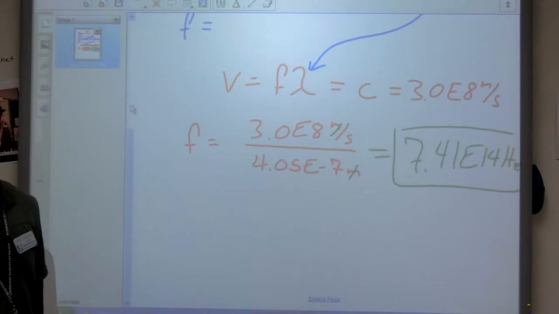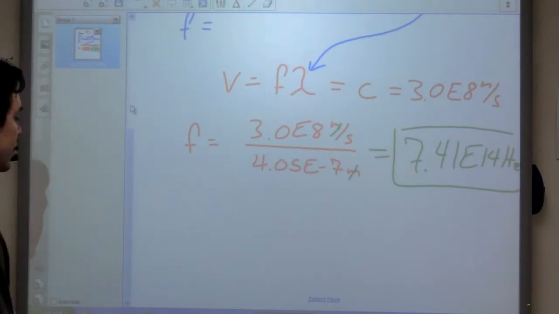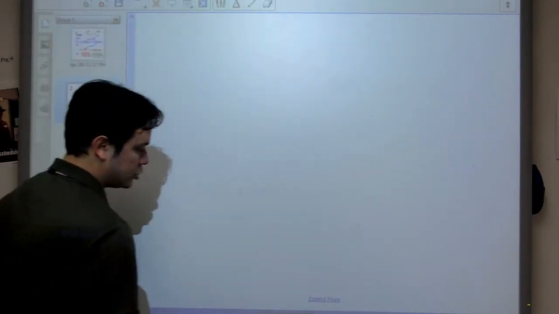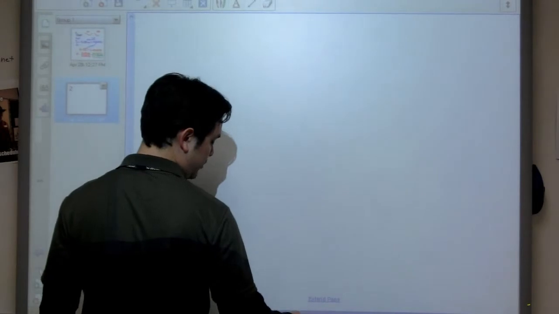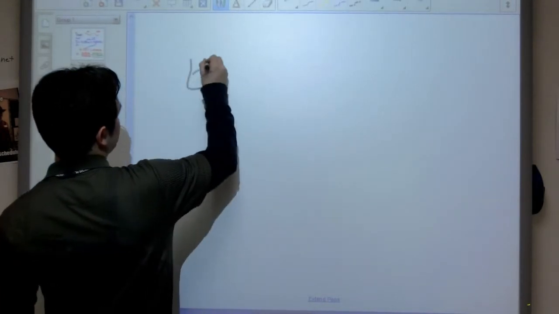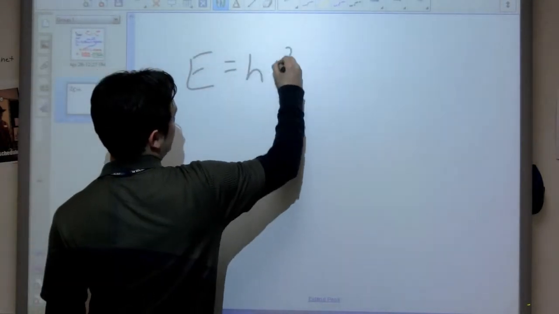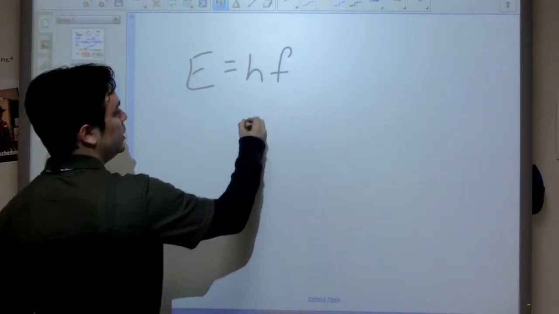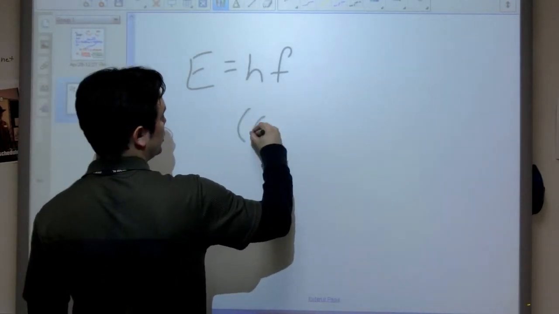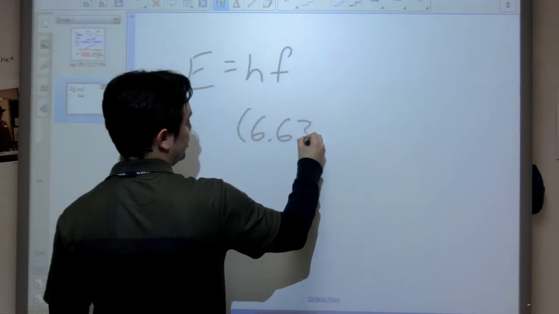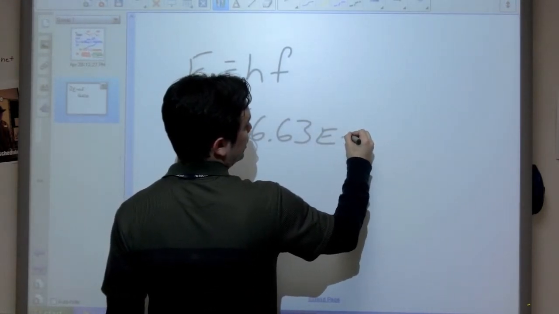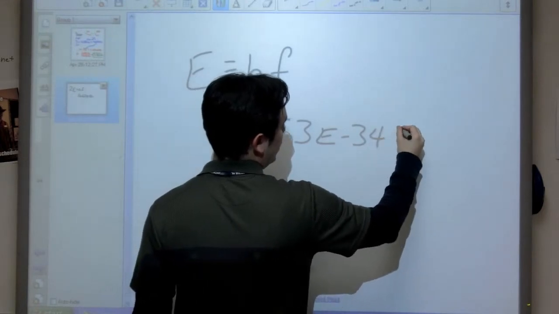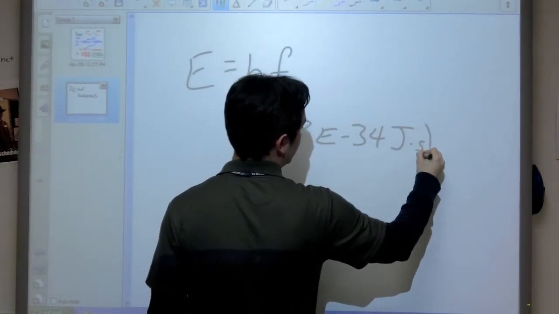All right, so that's our frequency, but I'm not done there. I want to find out the energy that each one of these photons, the little beams of light, at this frequency has. The equation that we had in class was that our energy is equal to Planck's constant times our frequency. So I'm going to take Planck's constant, which in the regular units we use is 6.63 times 10 to the negative 34th joule seconds.